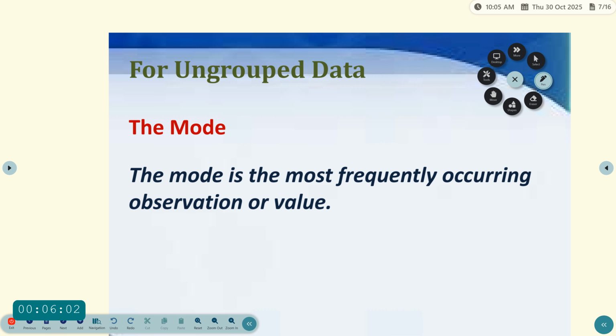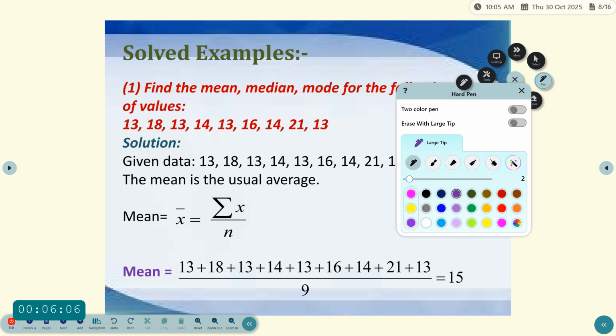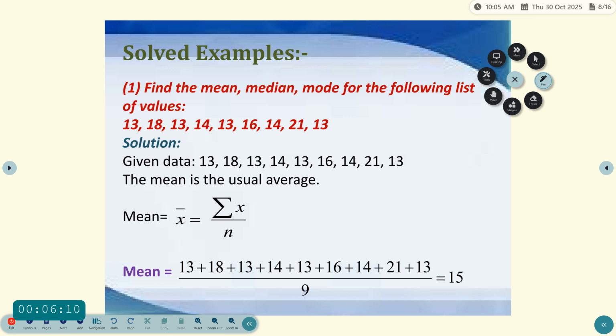Then let us see one problem. This is the raw data. Without modifying, the collected data is recorded. How can we calculate the mean, median, and mode for this data? So 13, 18, 13, 14, 13. This is the recorded data.